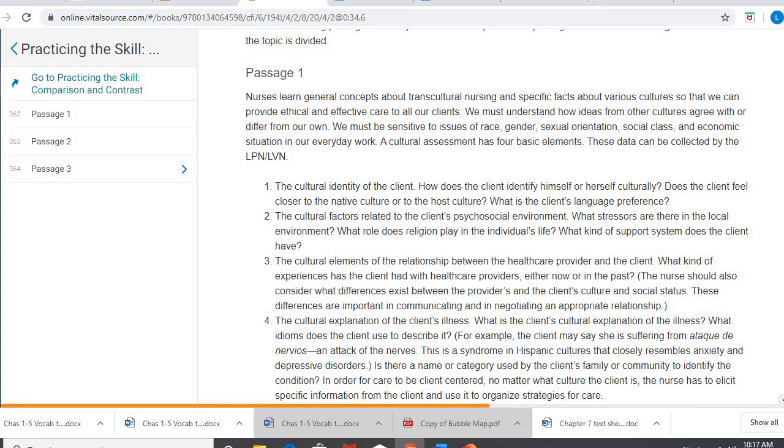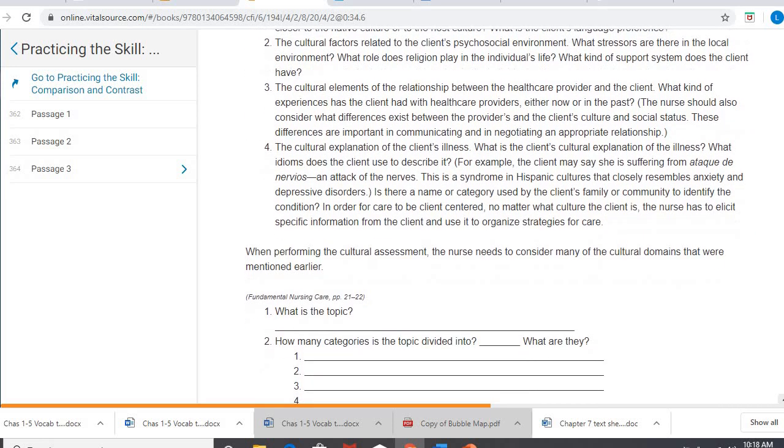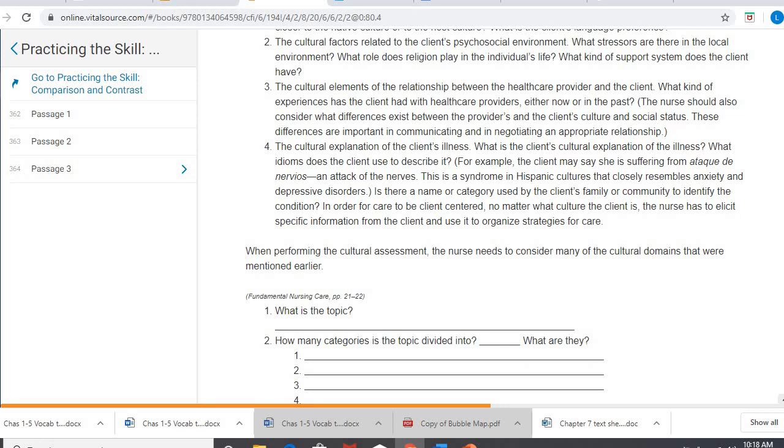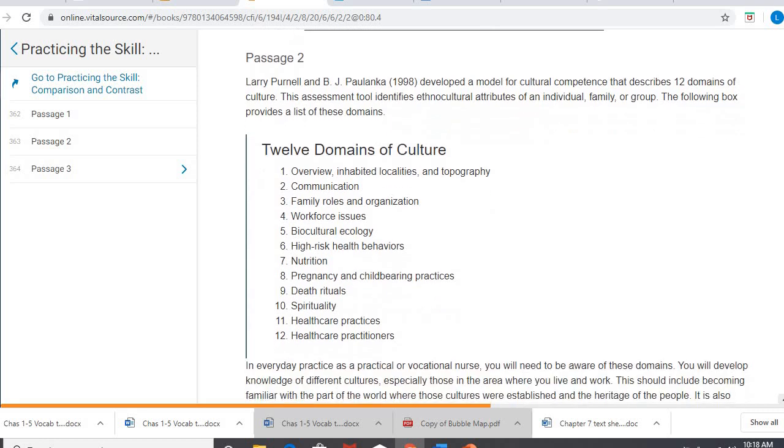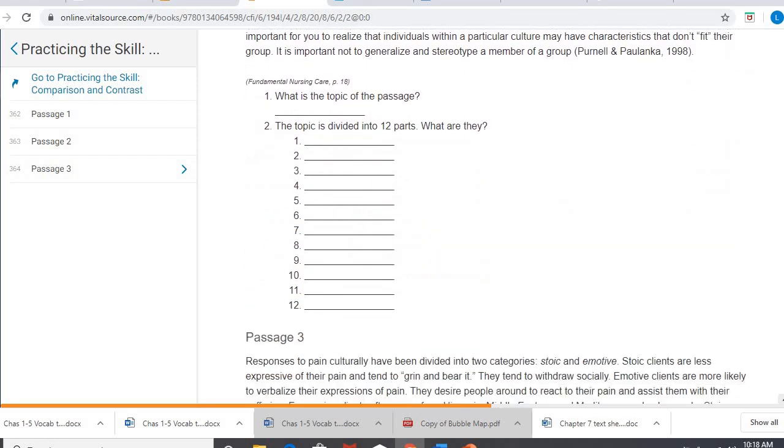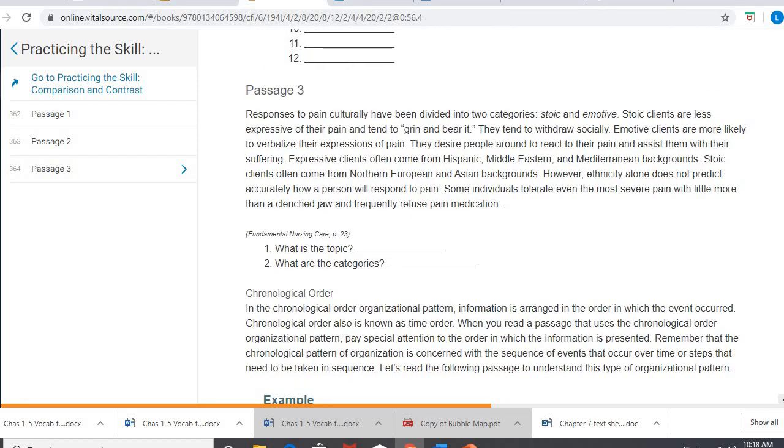All right. Now we're going to go down to page 372, and it's going to be passage 3, where it says responses to pain. Responses to pain culturally have been divided into 2 categories, stoic and emotive. Stoic clients are less expressive of their pain and tend to grin and bear it. They tend to withdraw socially. Emotive clients are more likely to verbalize their expressions of pain. They desire people around to react to their pain and assist them with their suffering.